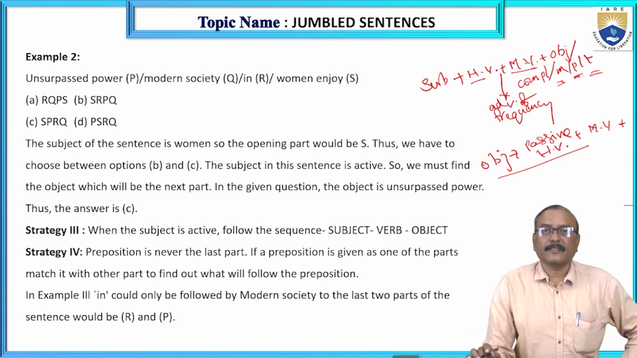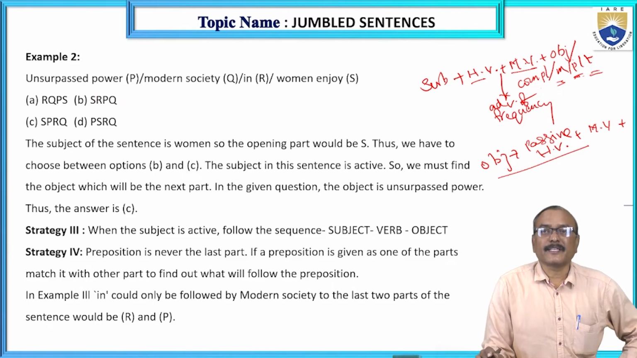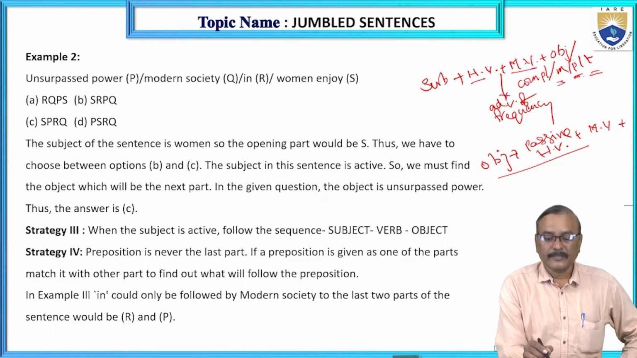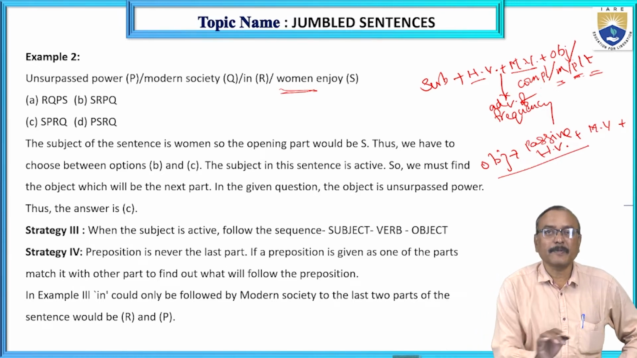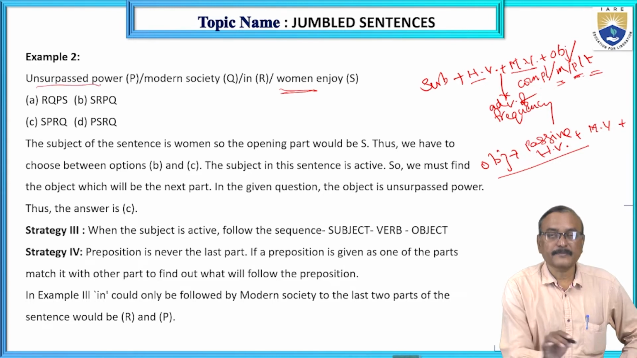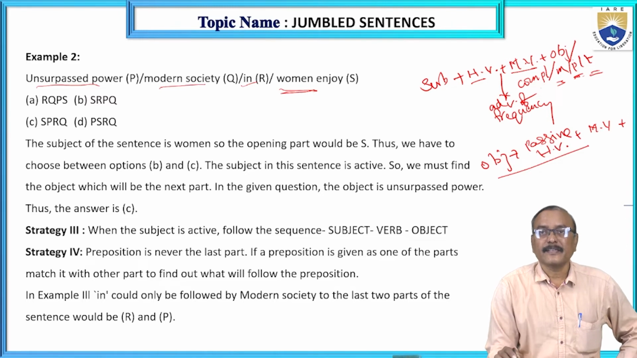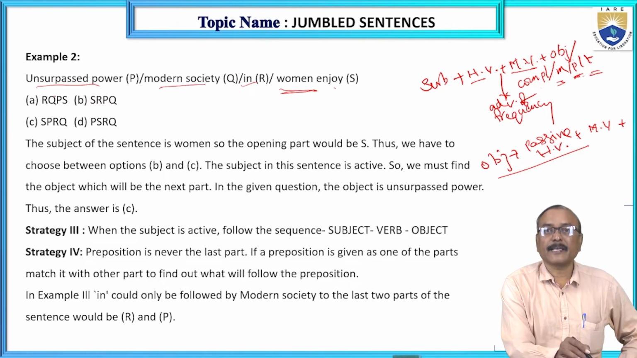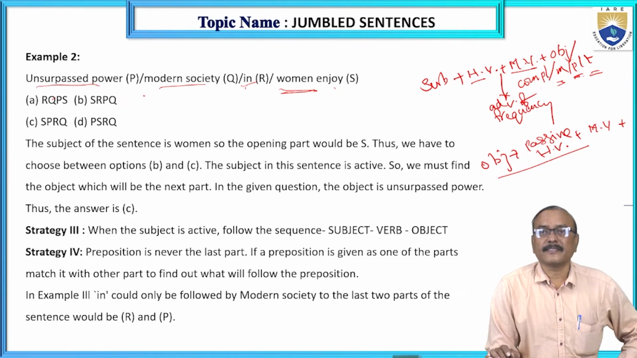Now you read this sentence, a broken sentence. Unsurpassed power, modern society in women enjoy. So where is it here? Subject is generally persons first. Women enjoy. Enjoy what? Unsurpassed power. Where? In modern society. So, women enjoy unsurpassed power in modern society. Is it clear? This is the answer.